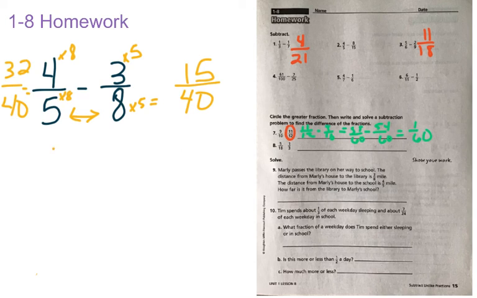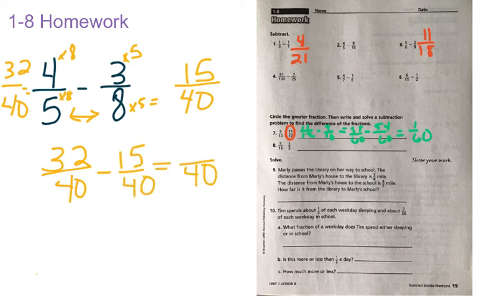And so now we have 32/40 minus 15/40. Remember, our denominator stays the same, it stays 40. And 32 minus 15 is 17. And so 17/40 of a mile from Mary's house to school. 17/40 of a mile.